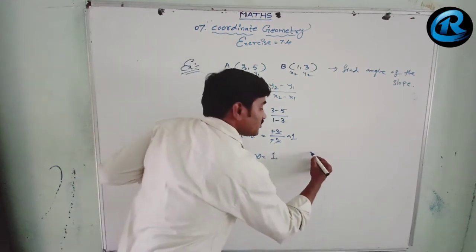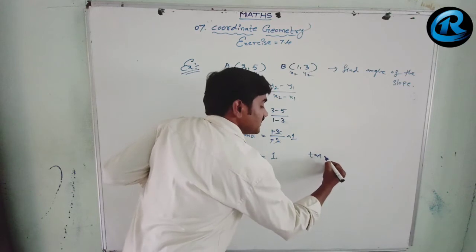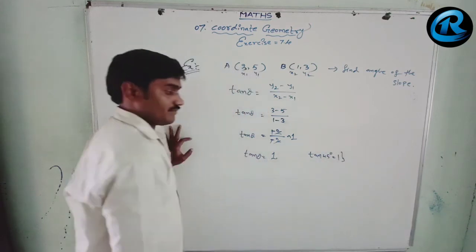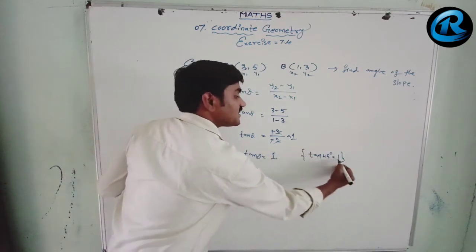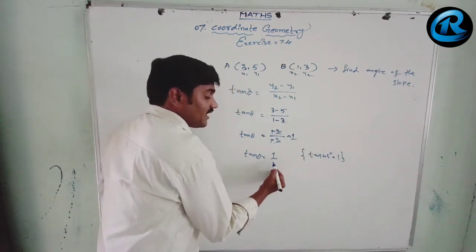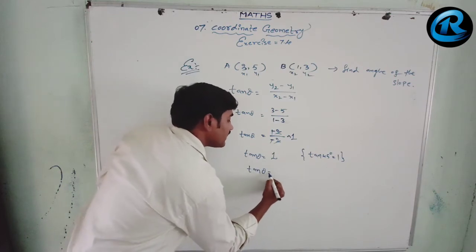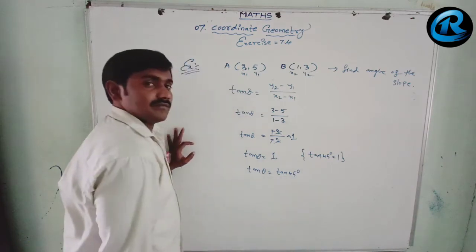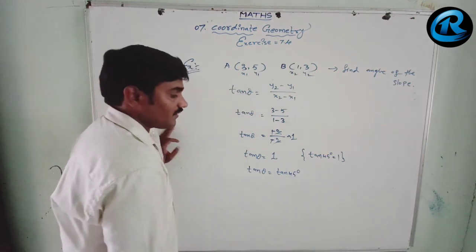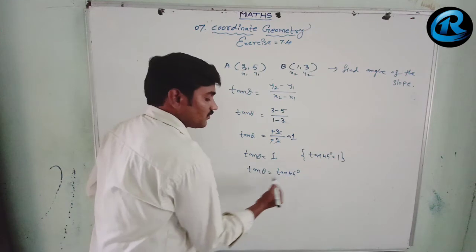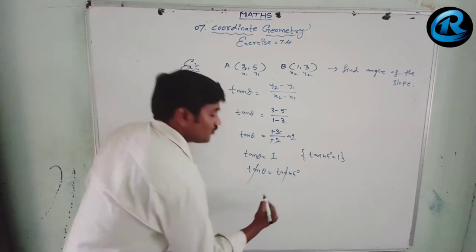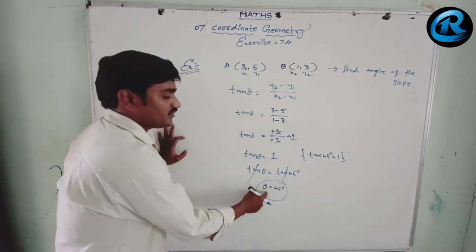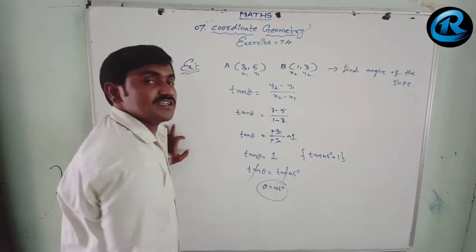In the trigonometric ratio table, tan 45 degrees equals 1. So instead of this 1, I can write tan theta equals tan 45 degrees. Why? Because tan 45 equals 1. Tan and tan I can cancel on both sides, and theta equals 45 degrees. The angle of this slope, theta is nothing but an angle, is 45 degrees.